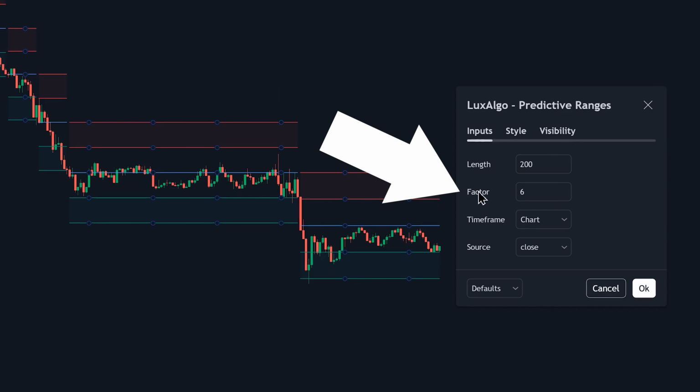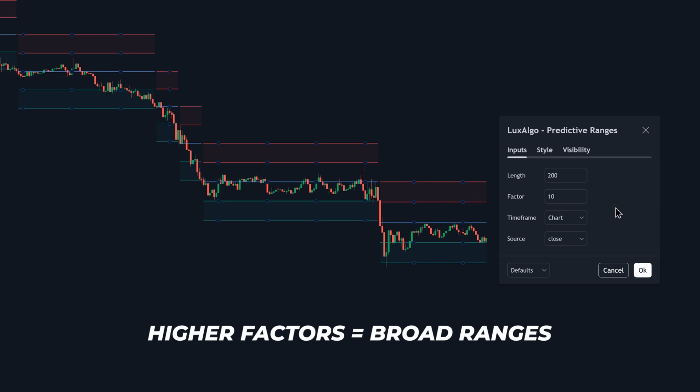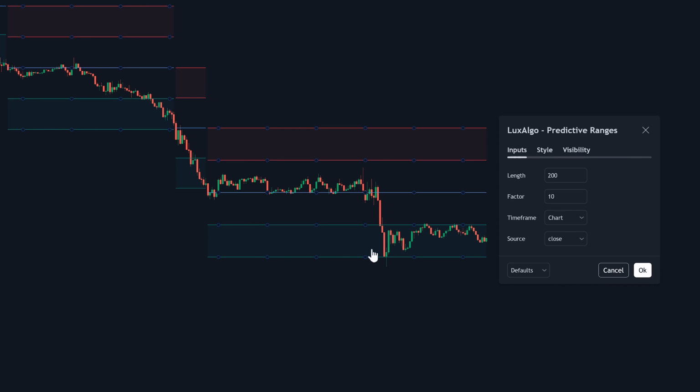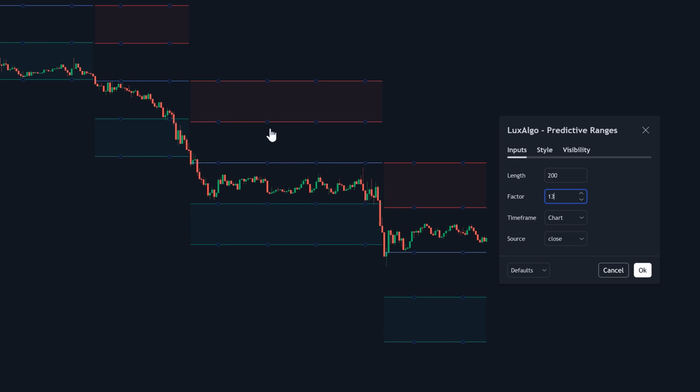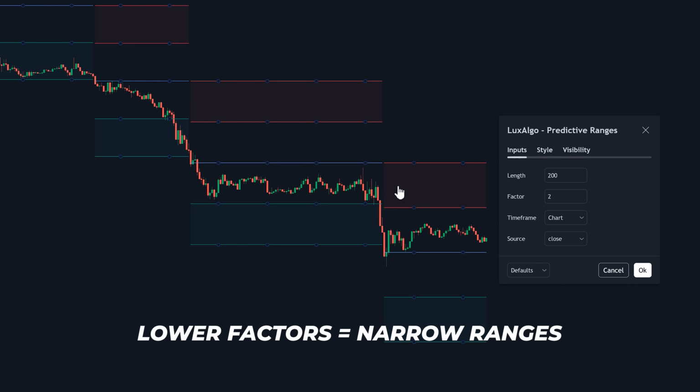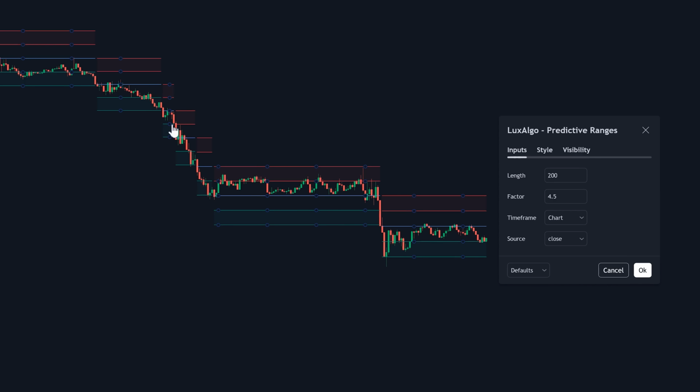Next, we have the factor. This controls the width of the ranges. Higher factors provide broader ranges suitable for longer-term analysis, reducing the likelihood of the price breaching these levels. Conversely, lower factors create narrower ranges, which are more appropriate for short-term trading strategies.